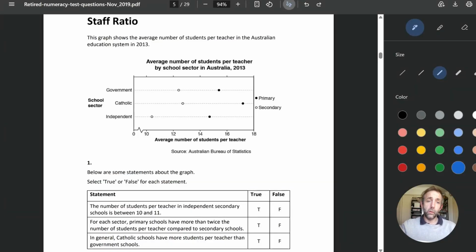So in this video, we're going to look at some of the previous questions that were used for LANTITE, but we're going to focus on graphs, table, and data type questions. So the first one that fits into this category is question 1, to do with staff ratio.